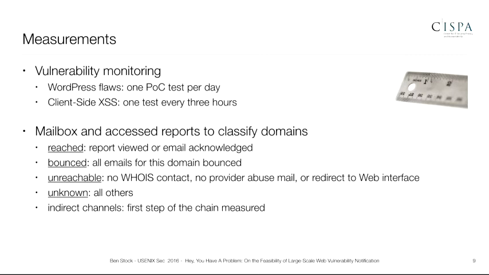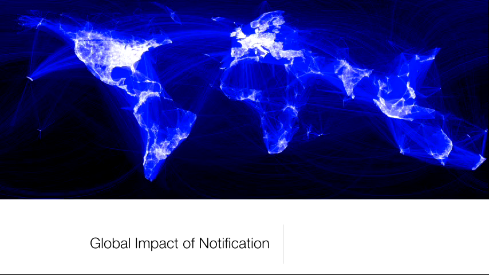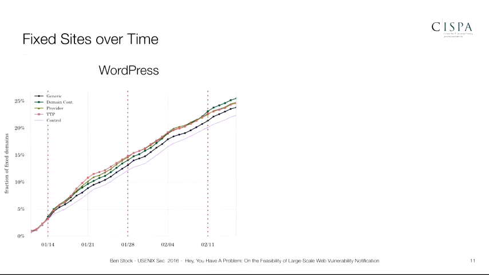All right, so with these measurements, let me now briefly talk about the global impact of our notification campaign. On the left-hand side, we see the number of fixed sites over time for WordPress. And we see that until January 14th, which is shown here with the dotted lines, the first notification, all these lines are more or less the same. So the control group equals all the notified groups. After that, a gap opens up between the control group and the notified groups, and this gap increases a little bit over time, and more precisely after each reminder round.